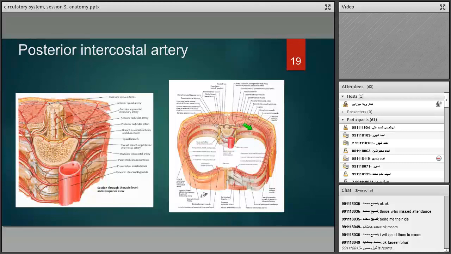In each intercostal space we have three elements: the intercostal artery, intercostal nerve, and intercostal veins. In each intercostal, it's the thorax. Look at here, these are ribs. I am saying intercostal, between the ribs. Okay? Now, I will explain the anterior intercostal artery.